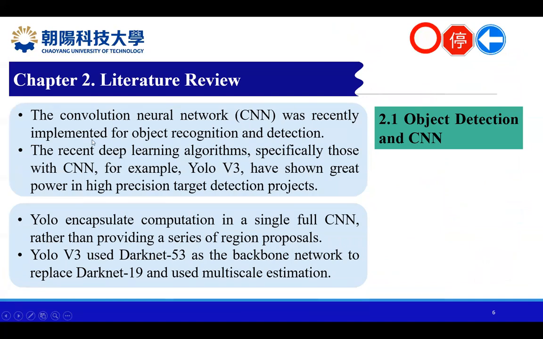CNN was recently implemented for object recognition and detection, and the recent deep learning algorithms, specifically those with CNN, and here I'm choosing YOLO V3, have shown great power in high precision target detection projects. That is why in this research I focus on YOLO V3. YOLO encapsulates computation in a single full CNN rather than providing a series of region proposals. And YOLO V3, as we all know, uses darknet 53 as the backbone network to replace darknet 19 and uses multi-scale estimation.